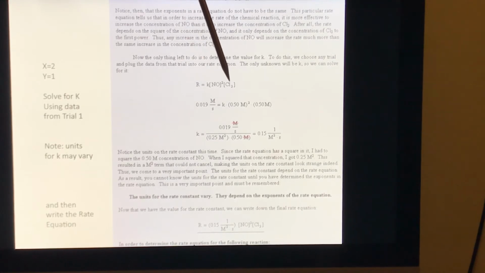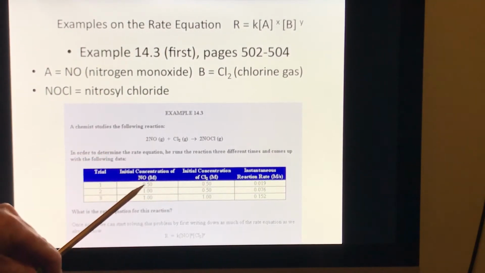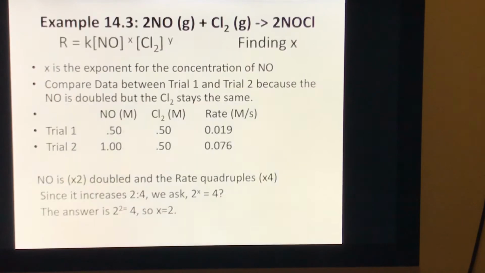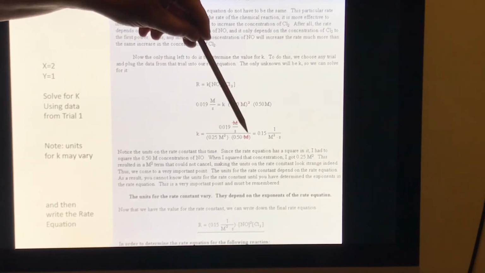We can put those into the formula. The R is equal to K times the NO to the second power, the Cl2 to the first power. And then we can take data from trial 1, we'll go back to that. This row here, we have 0.5 molar, 0.5 molar, 0.019 moles per second, and we're plugging in those values here. Here's the rate change, the two concentrations, and we have K as the only variable. So we can rearrange and solve for K.